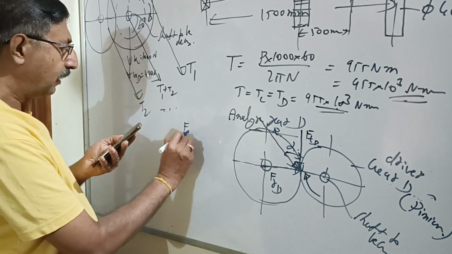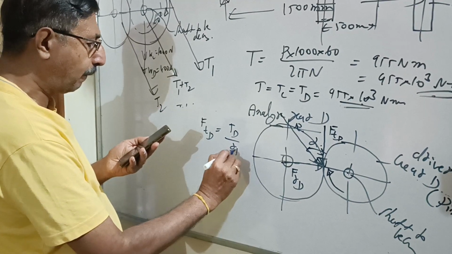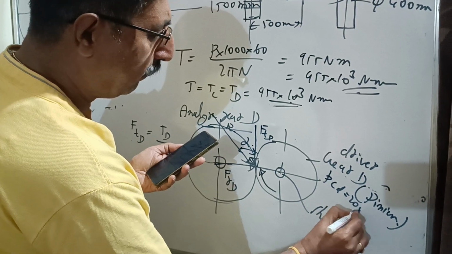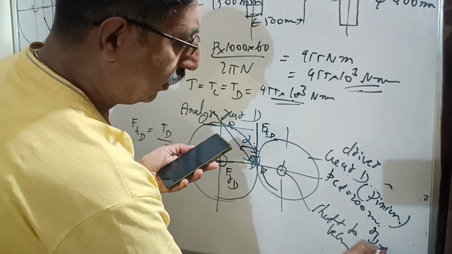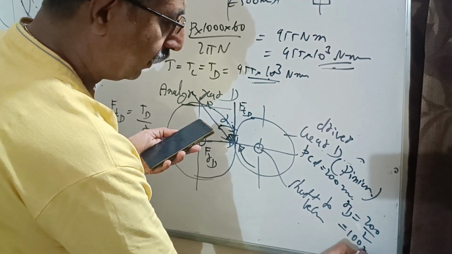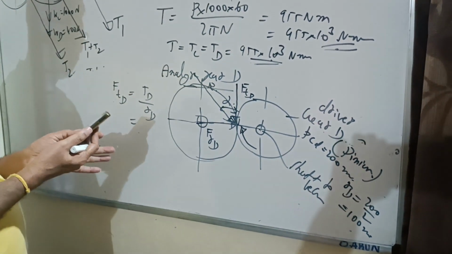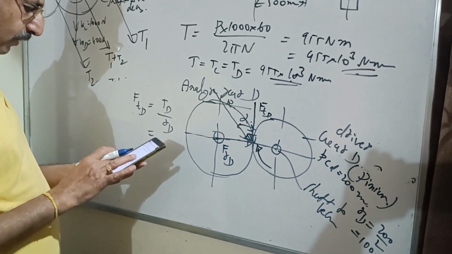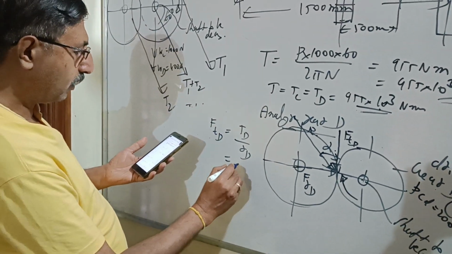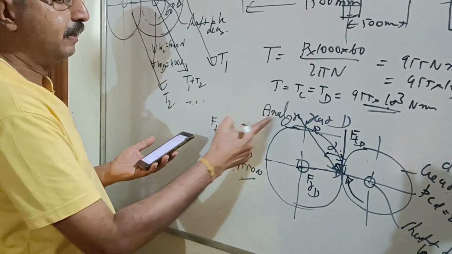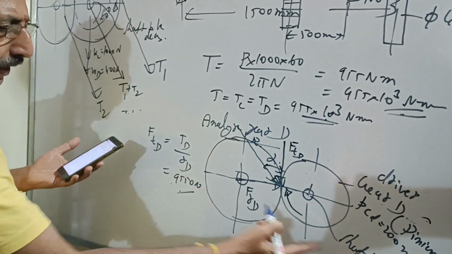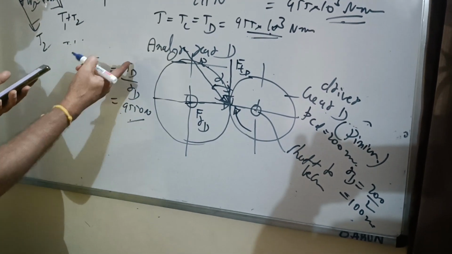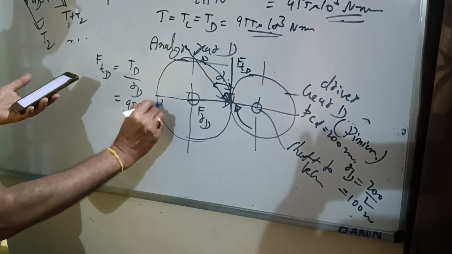Now how to find out FTD? FTD is nothing but TD by RD. RD is already known because the diameter of the PCD is 200 millimeter. So what is RD? RD is 200 by 2, 100 millimeter. Now if I calculate FTD, it will be 9,550 Newton, because I know TD, that is 9.55 times 10 raised to 3, and I know the radius of the driving gear D, that is 100 millimeter. You just substitute for TD and RD, I will get 9,550 Newton, that is acting in the downward direction.